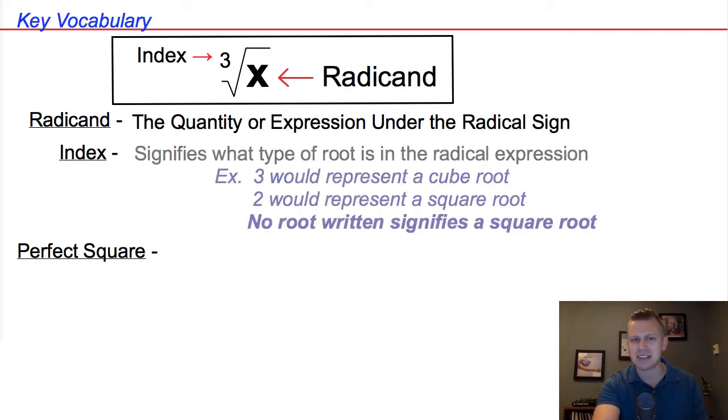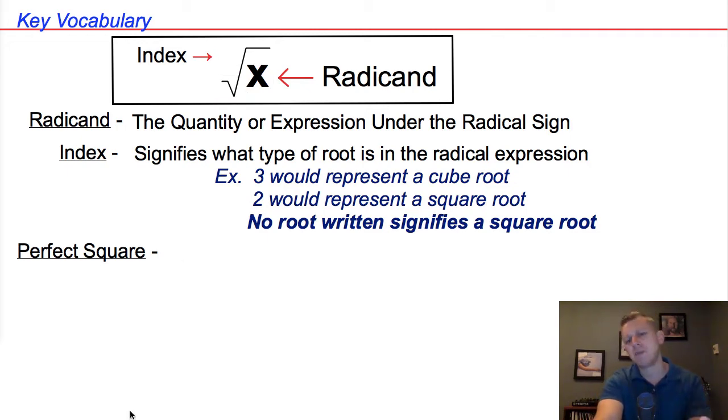The index signifies what type of root, and of course 3 would be a cube root, 2 would be a square root, and when we don't write any number there, meaning it's the absence of an index, that means it's a square root. The next key vocabulary we're going to have to know is a perfect square.